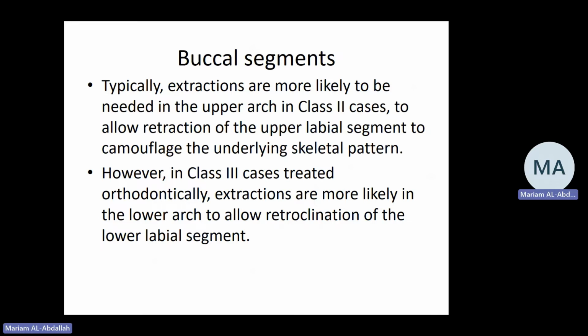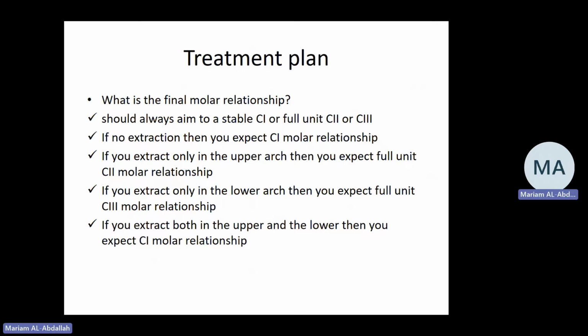Usually in class 2 malocclusions, we extract in the upper arch mainly. In class 3 malocclusions, we extract in the lower arch mainly. And of course, the guidelines for extraction depend on the case. So again, if there is no extraction, then it's a class 1. Extraction in the upper arch only, it's a full unit class 2. Extraction in the lower arch only, it's a full unit class 3. Extraction in both arches, it's a class 1 molar relationship.